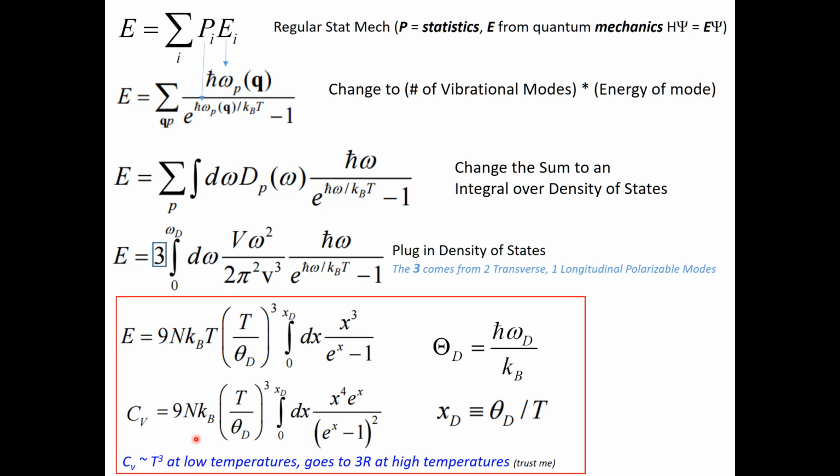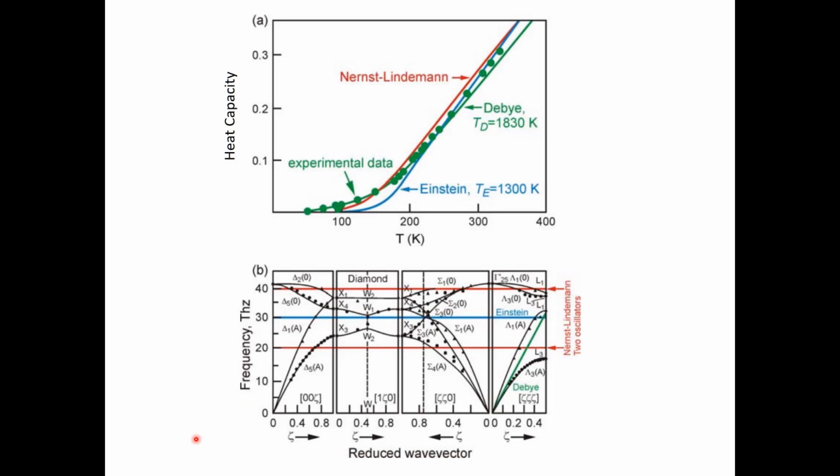In other words, the Debye model captures the heat capacity at low temperatures better than the Einstein model. If you actually plot versus experimental data, this is what you'll see. First let me tell you the green curve is the experimental data. So we're plotting heat capacity versus temperature. When you go to very low temperature, the green is the experimental data. Blue, Einstein, is not looking good, right? There's a big difference.